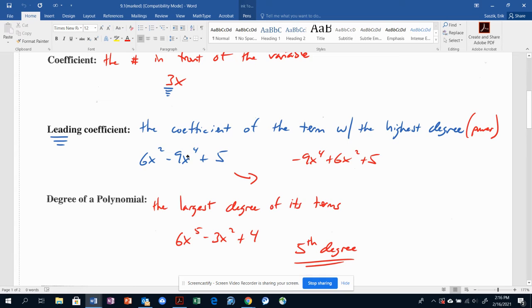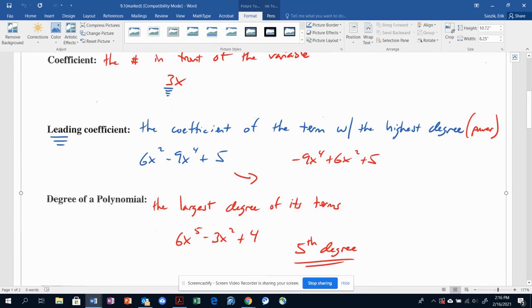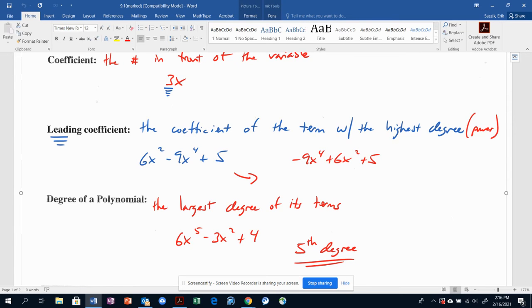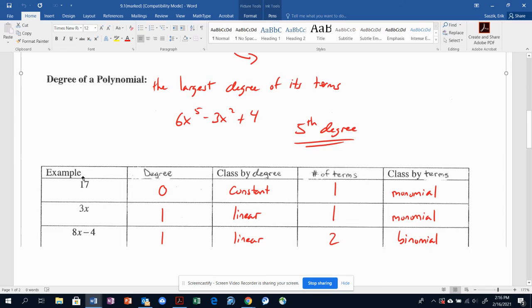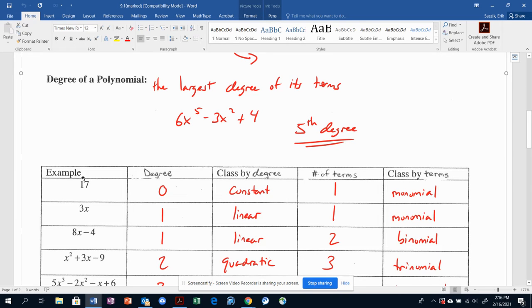Now, what I did here is I changed this expression to standard form. I wrote the highest power first, then I wrote the next highest power, and then I finished with the 5. And the degree is the largest degree of its terms. It's the highest power. So you see, this would be called a 5th degree polynomial.